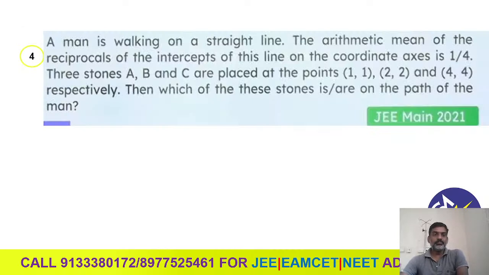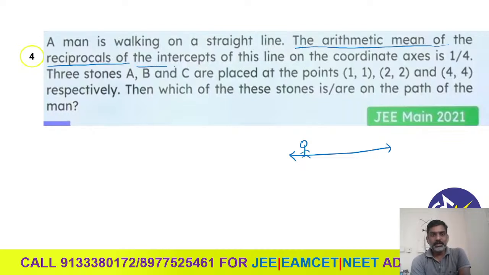Next, a man is walking on a straight line. Okay. Let us take a straight line here. A man is walking on a straight line, right? The arithmetic mean of the reciprocals of the intercepts of this line on the coordinate axis is 1 over 4. Clearly read this. The arithmetic mean of the reciprocals of the intercepts of this line. So arithmetic mean of reciprocals of intercepts.